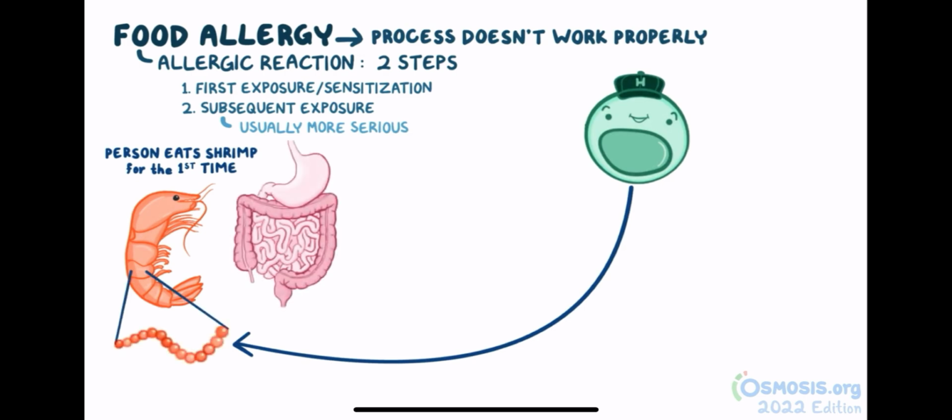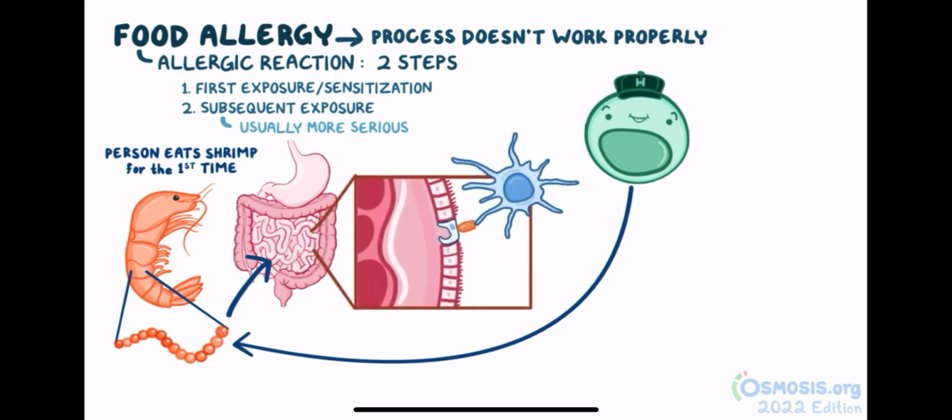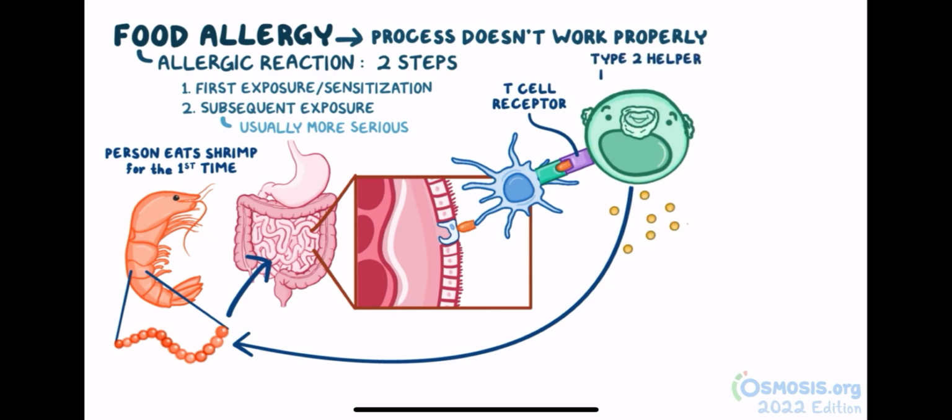Now, once shrimp proteins reach the small intestines, M cells grab the shrimp proteins and transfer them to dendritic cells that start to present shrimp proteins on their MHC class II molecules to helper T cells. The helper T cells that recognize this antigen will bind to it with their T cell receptors, and based on the cytokines that are floating around, they mature into type II helper T cells, or Th2 cells.